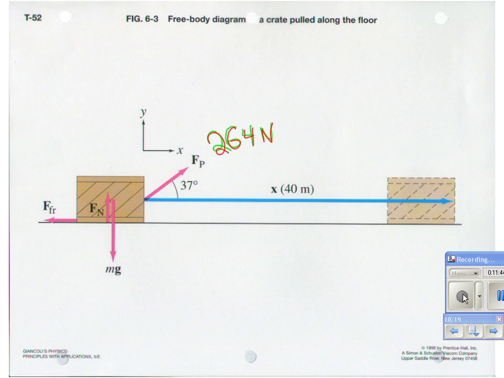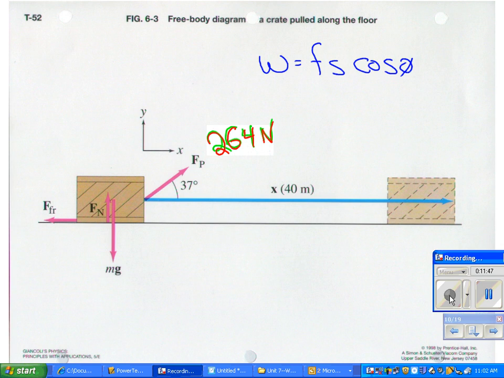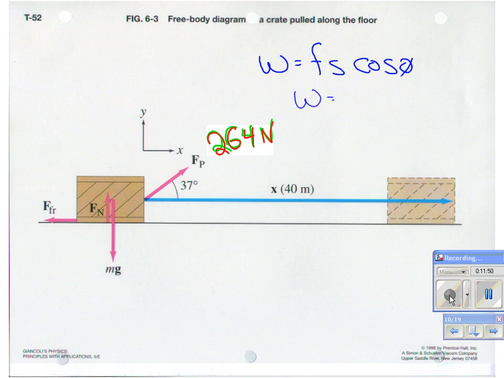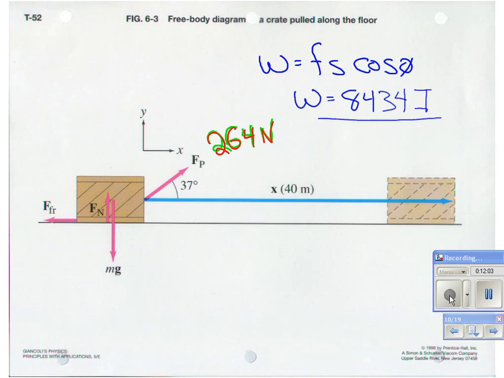So tell me what you get when you do this calculation now. 8,430. Okay, and what would our units be? Joules. Okay. Do you understand why that cosine is in this equation now?